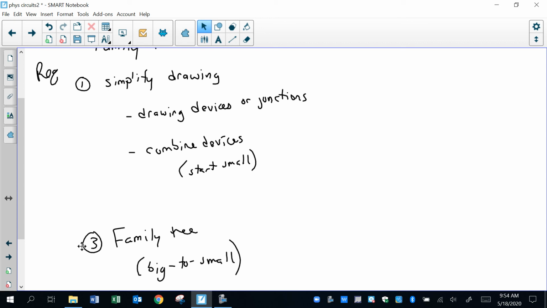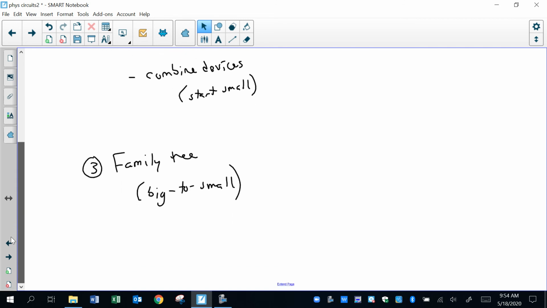Step 3, finding the individual resistors. That was hard. I'm going to use the family tree method. I start big and go small. So here I start small and go big. Here I start big and go small. I'm going to explain exactly what that means in a second. Step 2, easy. No need to point it out. Step 4, easy. No need to point it out. So step 1 and 3 are the hard ones. That's how you're going to modify it.